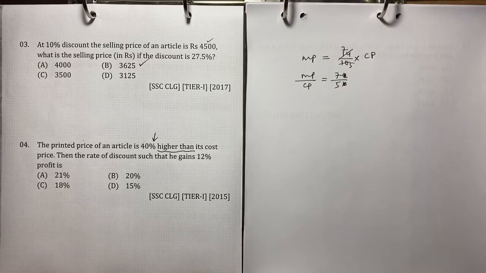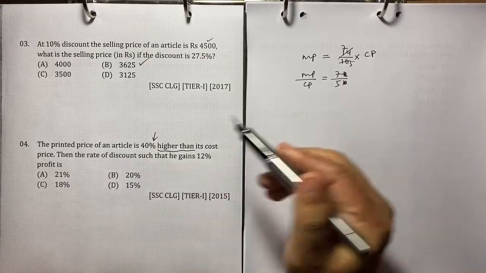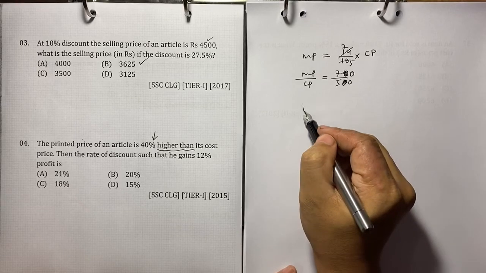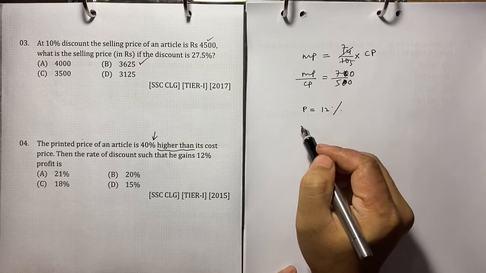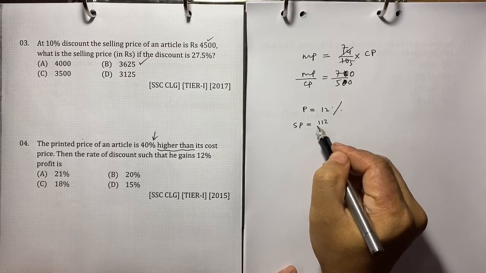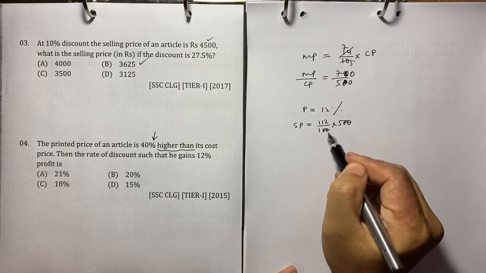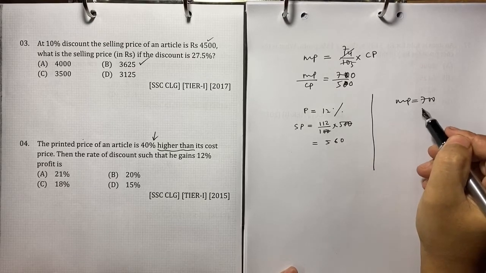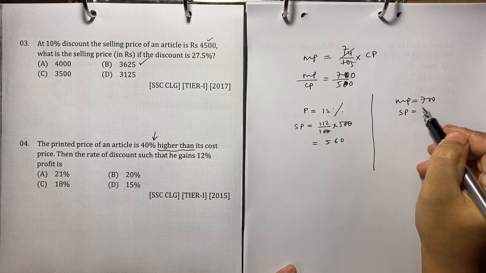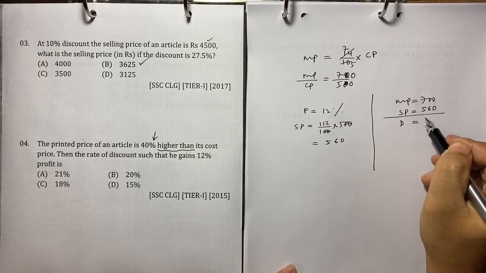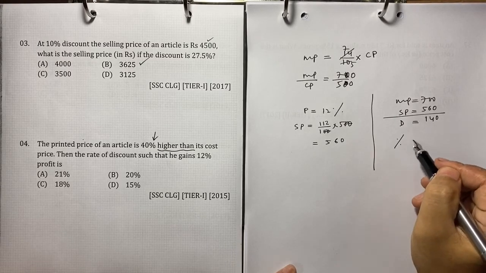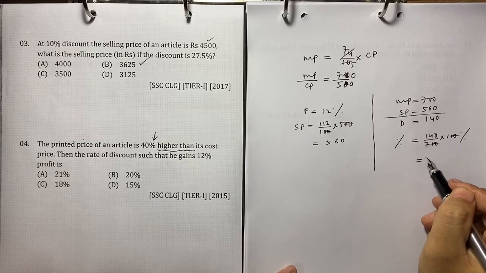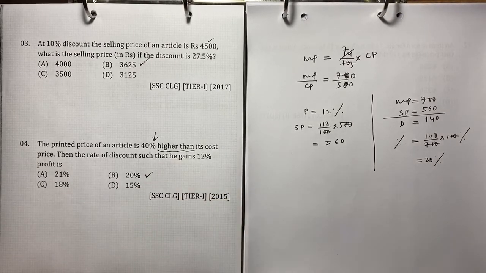The question: the rate of discount such that he gains 12% profit. Mark price is 700 and cost price is 500. Now the profit is 12%, so the selling price will be 112% into cost price. Cancel, and this will be 560. Mark price is 700 and the selling price is 560. In this case the discount is 140. For the discount percentage, it is discount divided by mark price into 100%. Cancel, and we get 20%. So this is the answer.